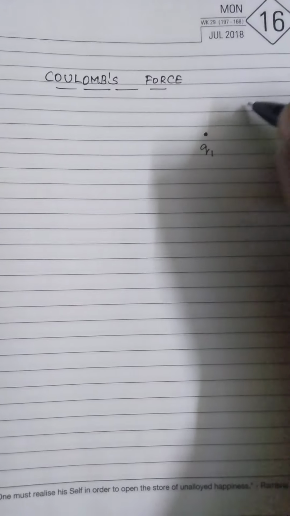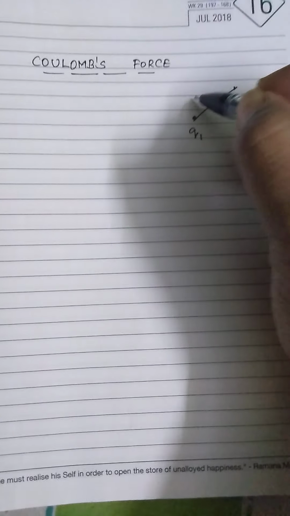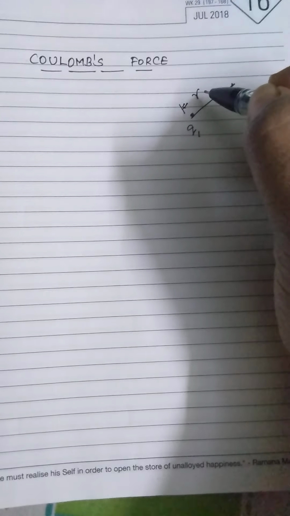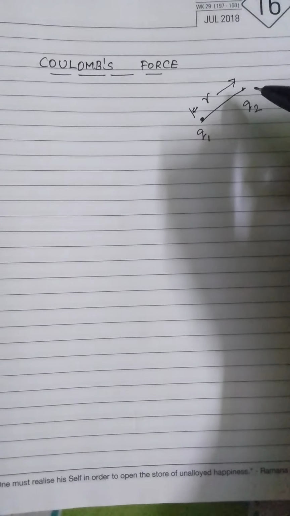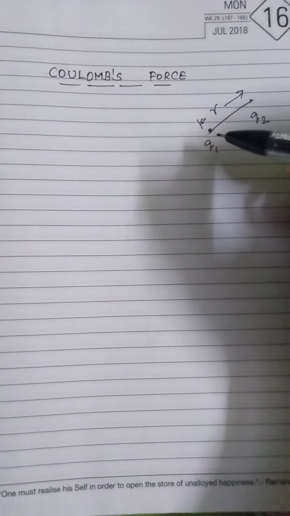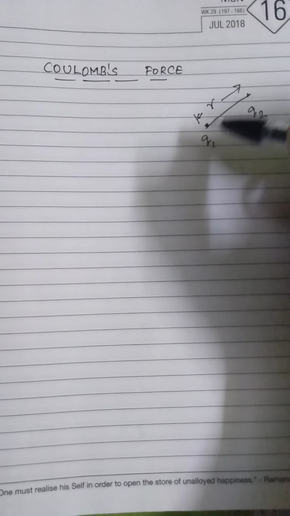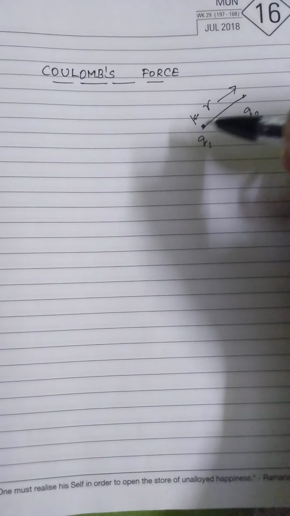Here we will study Coulomb's force and its equation. I kept the charge Q1 initially at rest and I am bringing Q2 closer to the charge Q1. The distance between the two charges is taken as r. Then Q1 may act on Q2 or Q2 may act on Q1. It is the same, because Q1 can make a force on Q2 or Q2 can make a force on Q1.